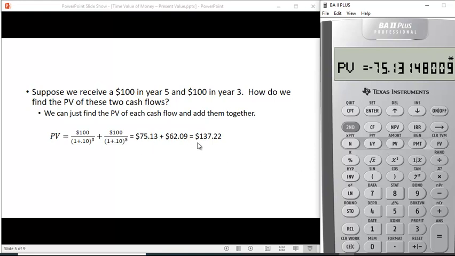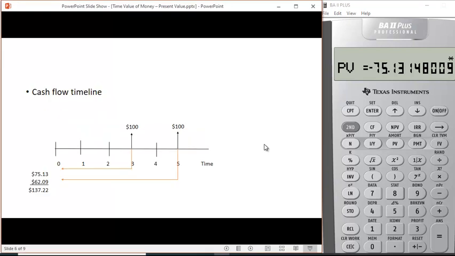And if we add these up, all right, 75.13 plus 62.09 is 137.22. All right, and again, another visual here to show you, here's the cash flow in year 3. We find the present value by bringing it back 3 periods. Here's the $100 in year 5. We find the present value by bringing it back 5 periods, and then we simply add them up.